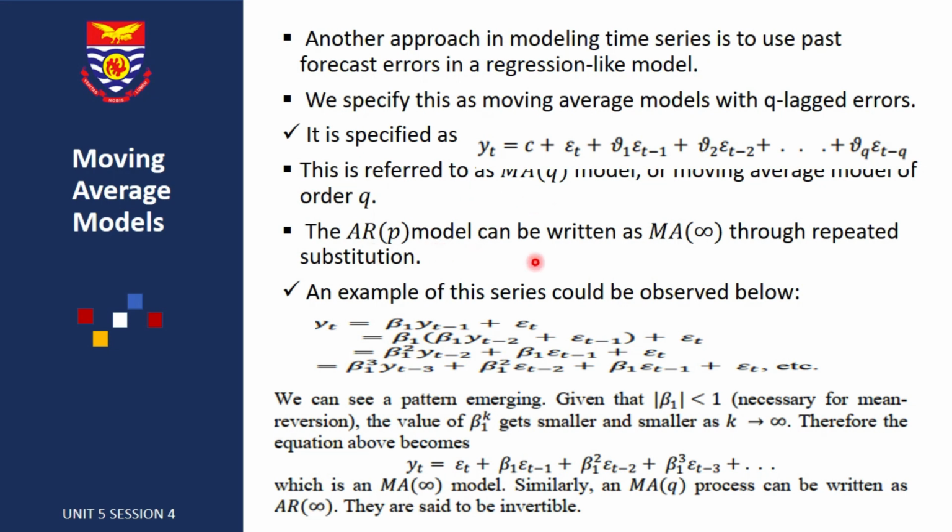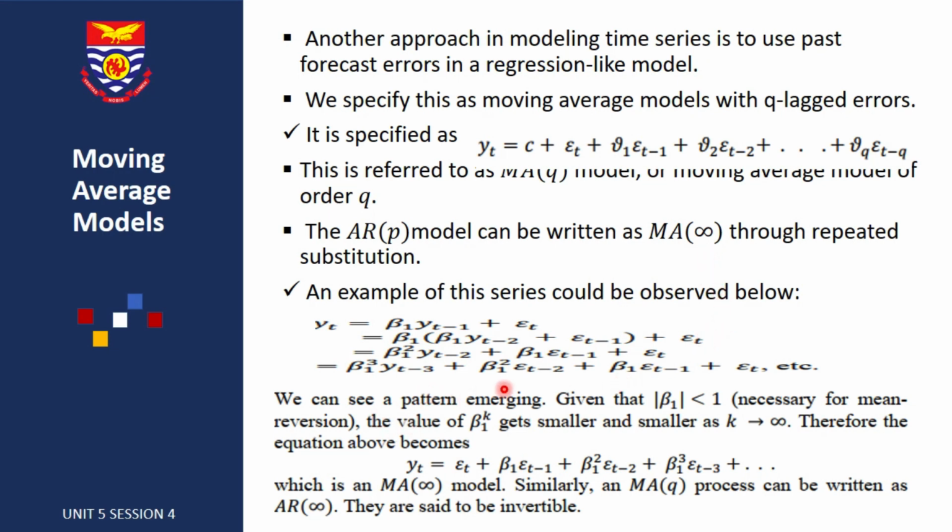But we can also estimate the moving average model from the autoregressive model. The AR model can be rewritten as a moving average through repeated substitution. An example of this series can be observed below. Here we have Yt, which is an AR model, equal to beta 1 Yt minus 1 plus the error term. So here we are estimating our autoregressive model using a moving average model, and in doing so the sum should run to infinity, because we have an infinite number of moving average terms making up the autoregressive model.